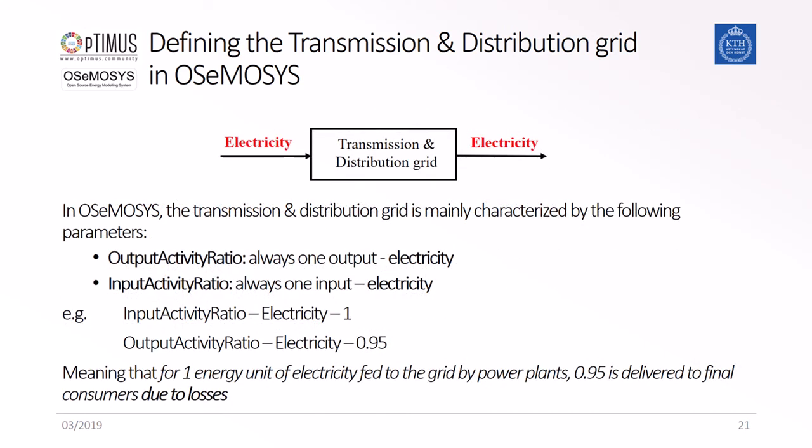As mentioned in the previous slide, the transmission lines are usually defined as input activity ratio 1 and output activity ratio as the efficiency, meaning that for 1 unit electricity into the transmission network, you get an output of, for example, 95% due to energy losses.